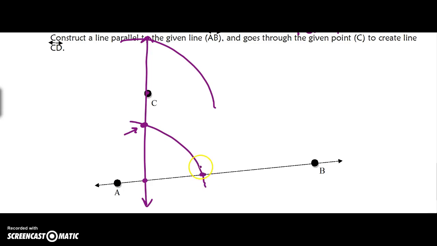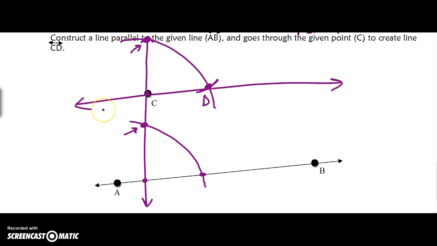Pick up your compass, put your pointer right here at the transversal intersection and the arc, and I want you to draw a little arc here. That is your second point, your point D, in order to draw a line that's parallel. Mine don't look very parallel, but again, I don't have a compass feature for my computer. But that's the basic step.